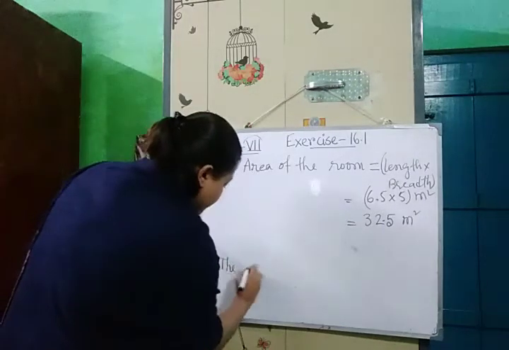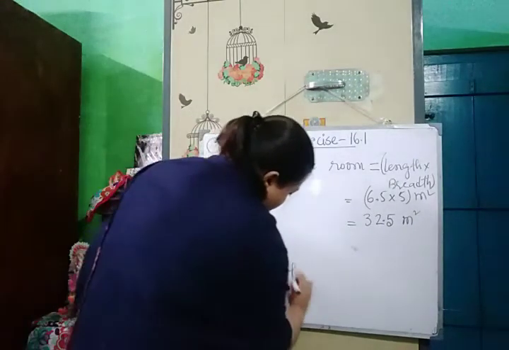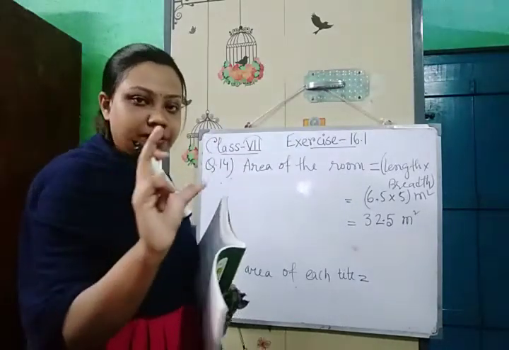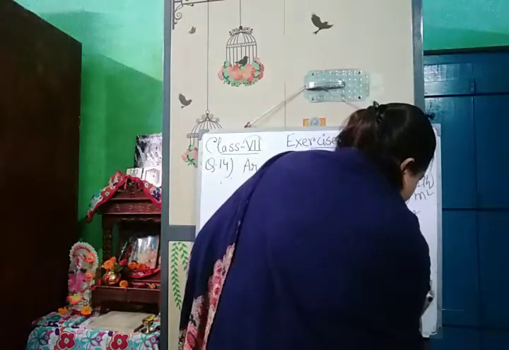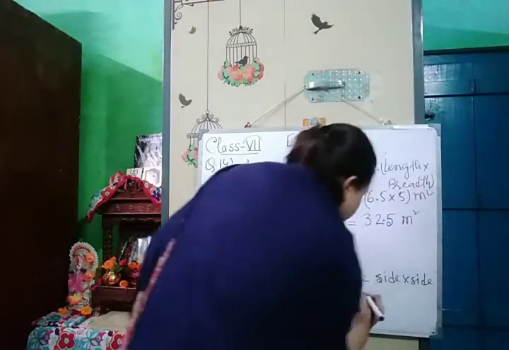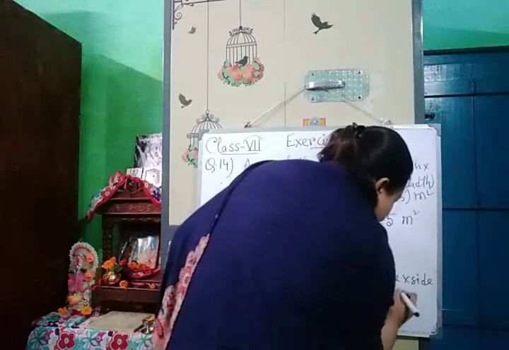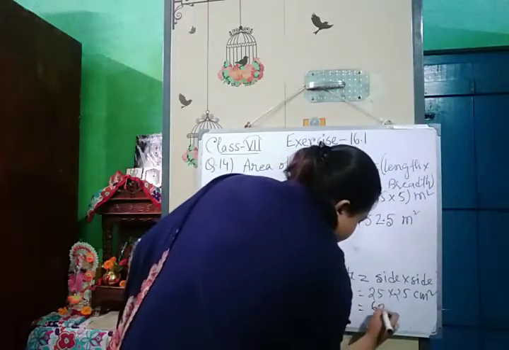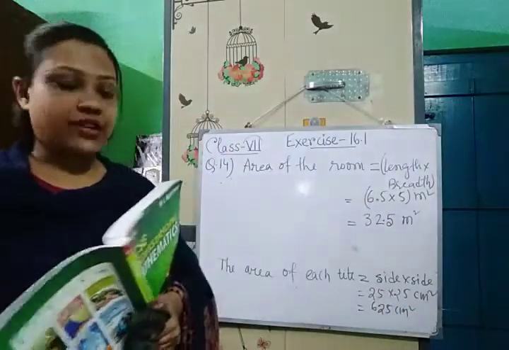The area of each tile. The tiles are in square shape and each side is 25 centimeter. So its area will be side into side. That means 25 into 25 centimeter square. That means 625 centimeter square. 25 into 25 is 625.